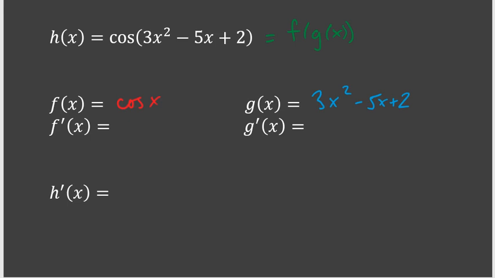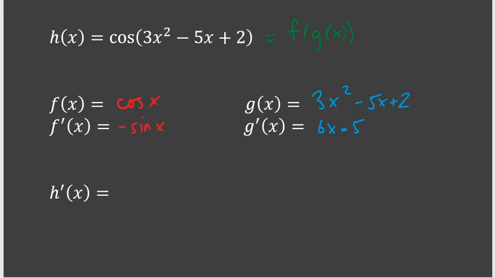Now I'm going to find f prime and g prime separately. The derivative of cosine x, pretty basic, gives us minus the sine of x. And the derivative of g, well, g is just a nice little polynomial here, so it's really straightforward to find that the derivative is 6x minus 5.